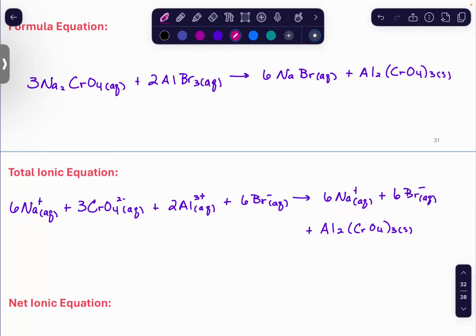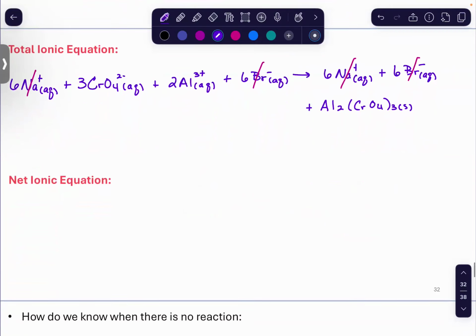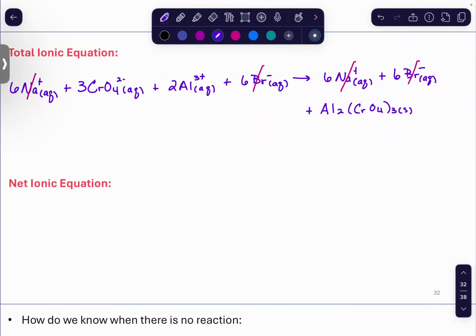Okay, so my spectator ions, you see I have 6 sodiums and 6 sodiums on the left and the right. I have 6 bromides and 6 bromides on the left and the right. Nothing else can cancel out. And so what I'm left with is my net ionic equation, which is everything that's not canceled out.